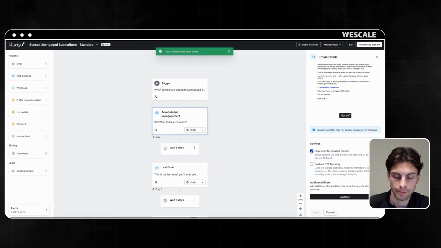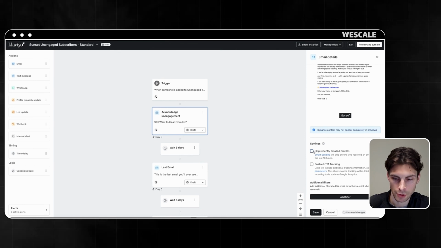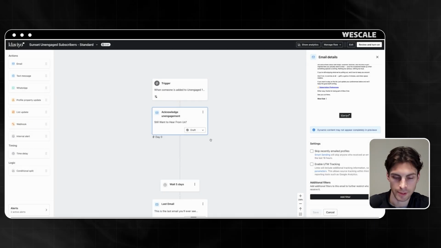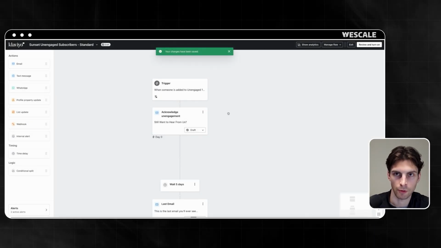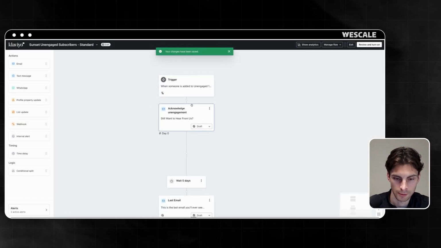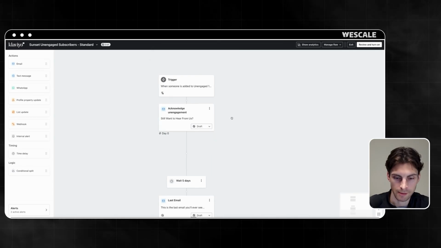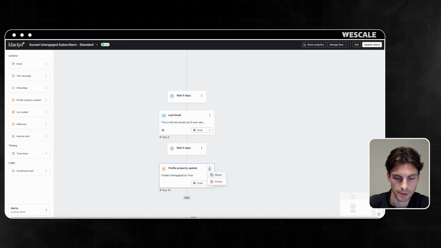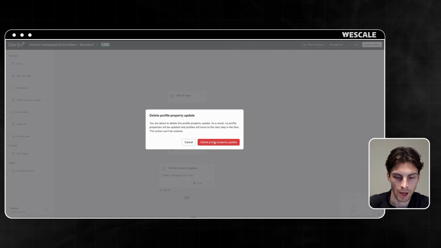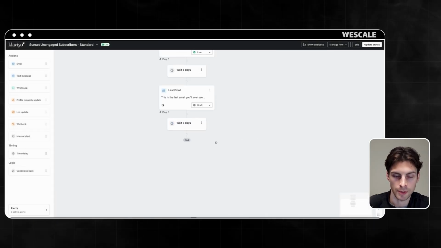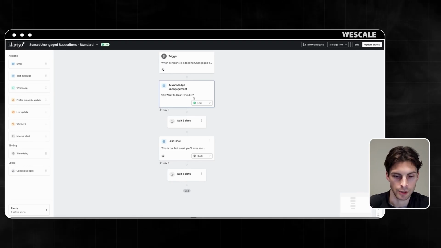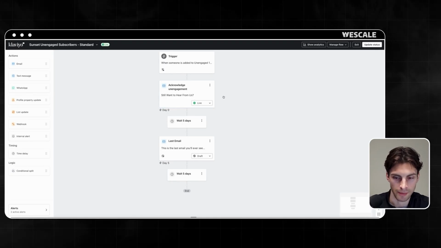And for every flow that you have, super important, make sure that you have skip recent email profiles turned off for every single flow. It's extremely important we have that turned off. Then we're just going to make this live. And again, we'll do this for every single email in the series. Lastly, what you can do is delete this profile property update. Again, if anyone opens any of the emails in this flow, they're going to get sent back into the engaged 90. So we don't have to worry about that.